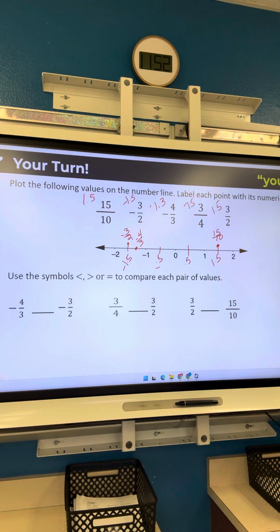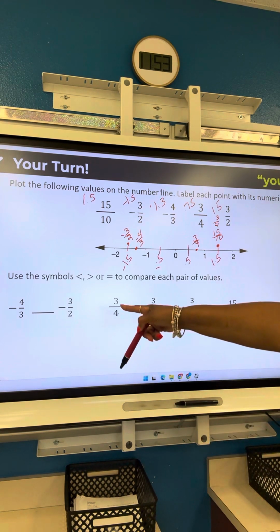Here we have 3/4, which is 0.75. I have 0.5 here. 0.75 is close to 1. I'm going to put it right there. I'm going to write 3/4. And then I have 3 halves, which is 1.5 here. So I'm going to plot this again, and I'm going to write 3 halves above it because it is the same. So now I'm trying to compare.